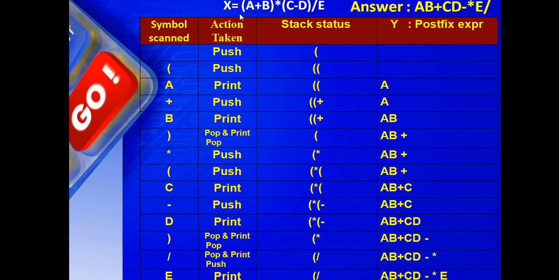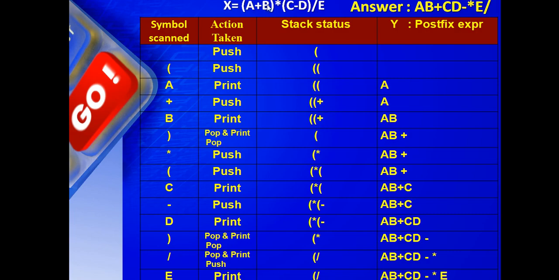Second step, left parenthesis, as I told you, push it. Now we will have two parentheses. Element scanned is an operand, straight away print it. Next you have plus operator, but on the top of the stack there is no operator, no question of checking any priorities, straight away push it, and your expression Y is still A only. Now element scanned is B, operand, straight away print it, AB, your stack still parenthesis, parenthesis, plus.